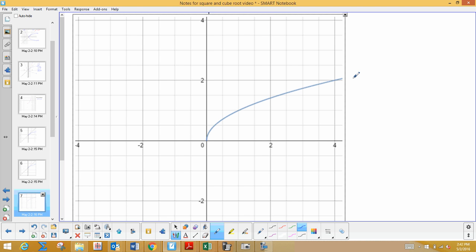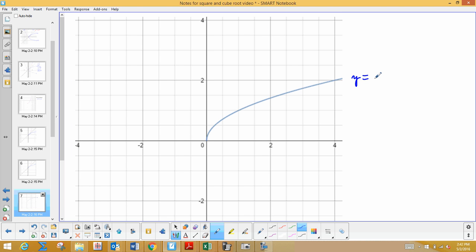And this is the equation that we want to work with. y equals the square root of x, the positive square root of x. So that's the graph of y equals square root of x. And it's not the inverse of x squared, but it's the inverse of y equals x squared, where x is greater than or equal to 0.